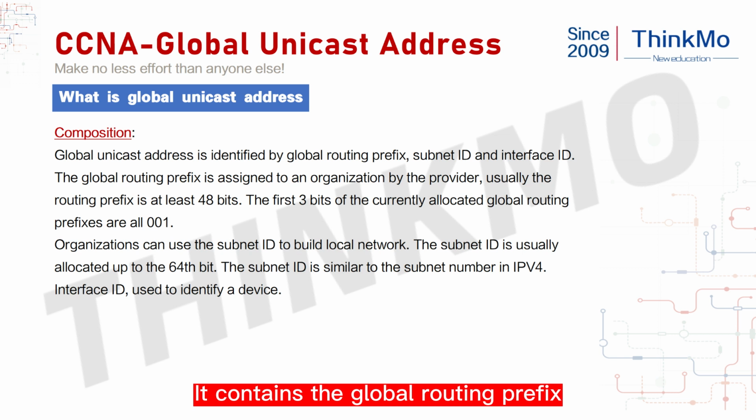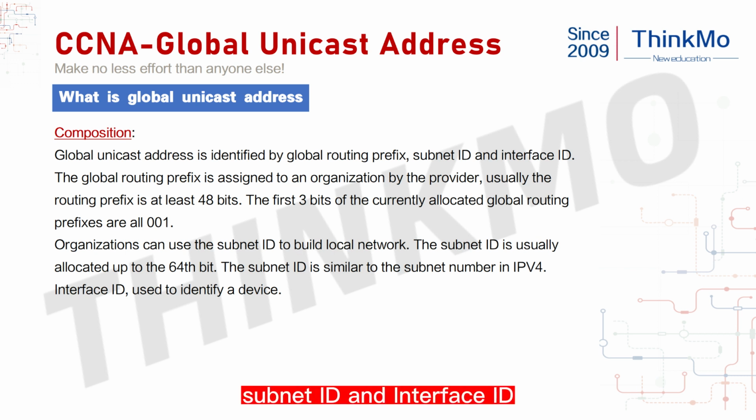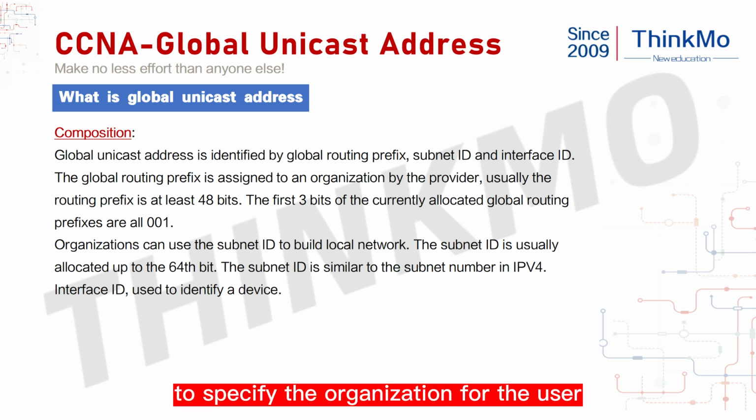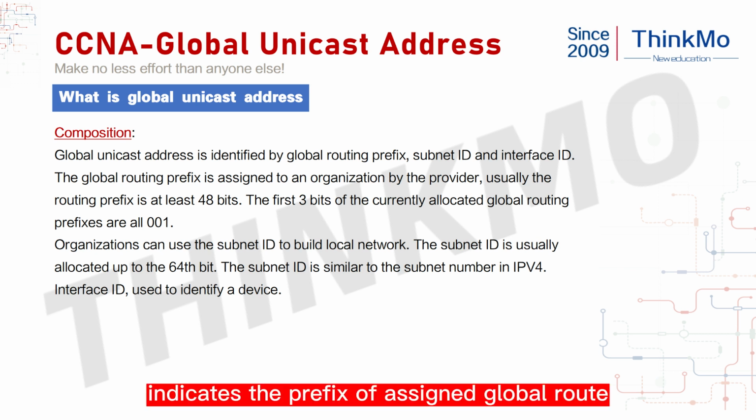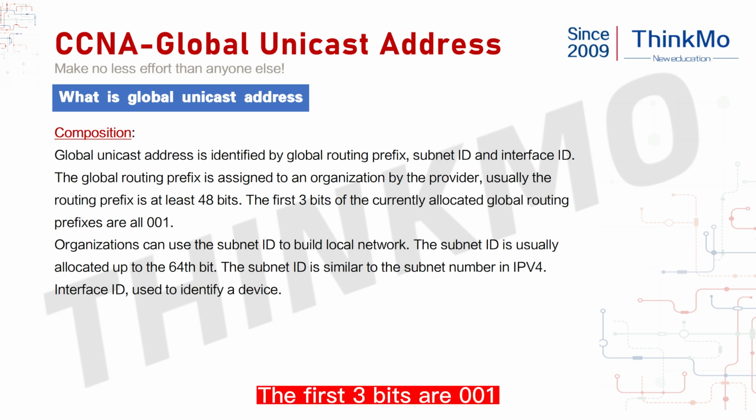It contains the global routing prefix, subnet ID, and interface ID. The global routing prefix is provided by the provider to specify the organization for the user. Usually it is at least 48 bits, which we call m bits. It indicates the prefix of the assigned global routing prefix. The first 3 bits are 001.